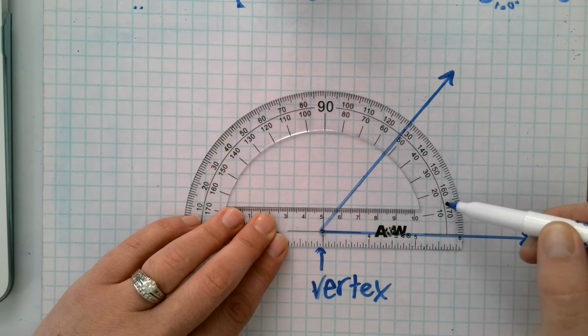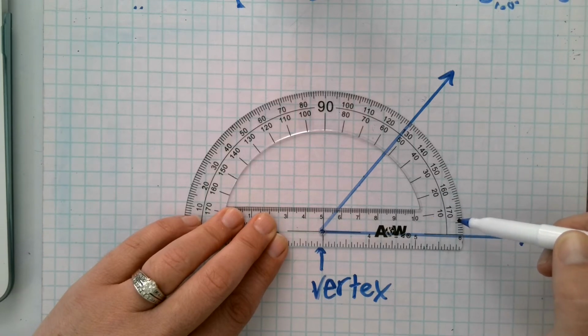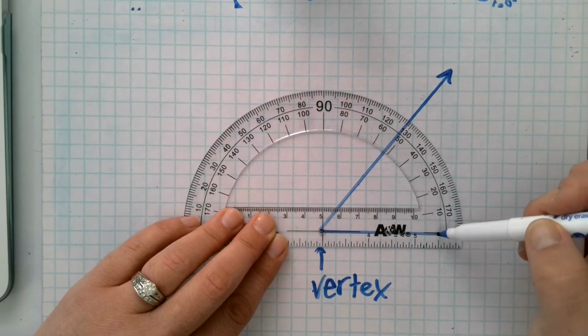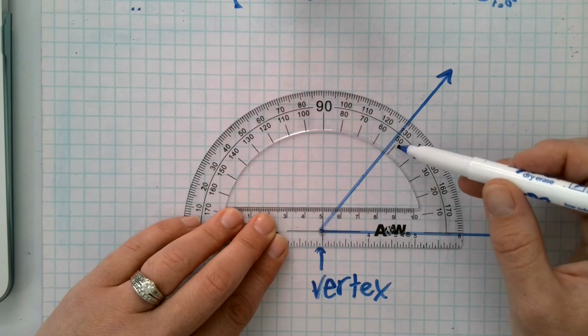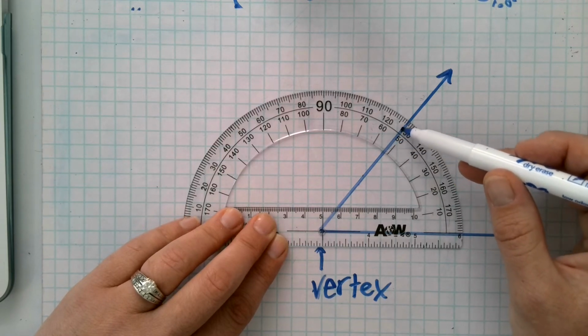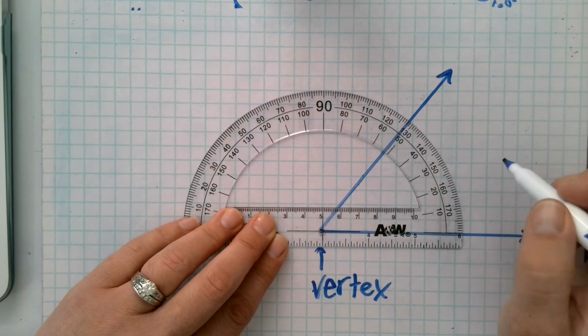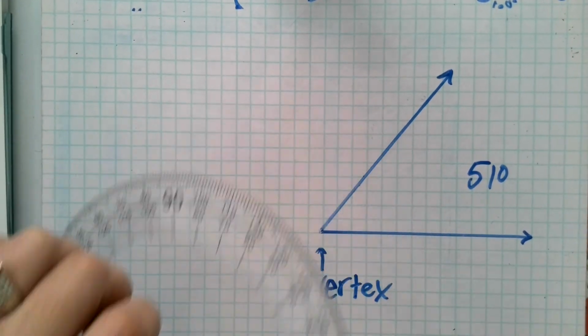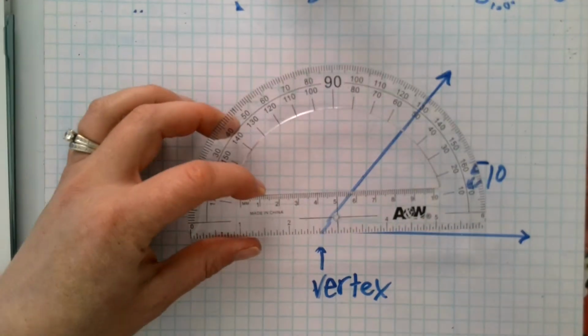And you're going to notice there's two scales here. We have 10 and we have 170. Well, we're going to start at 0, so we're going to use this inner scale. So we're going to go 0, 10, 20, 30, 40, 50, and it looks like it's about 51 right there. So this would be a 51-degree angle. Okay? Now, that's starting from this side.